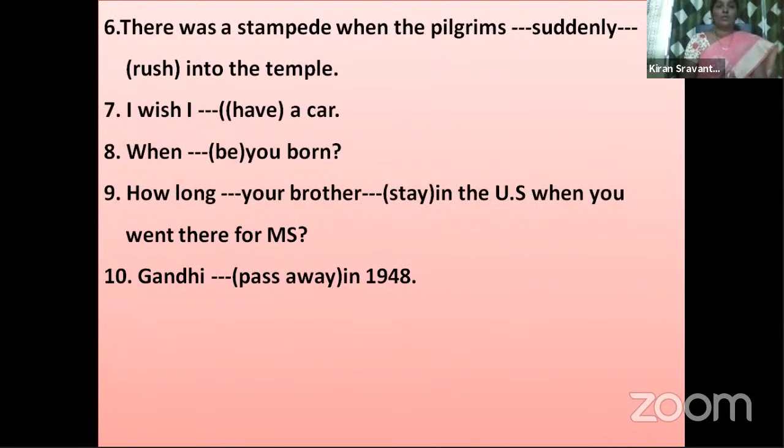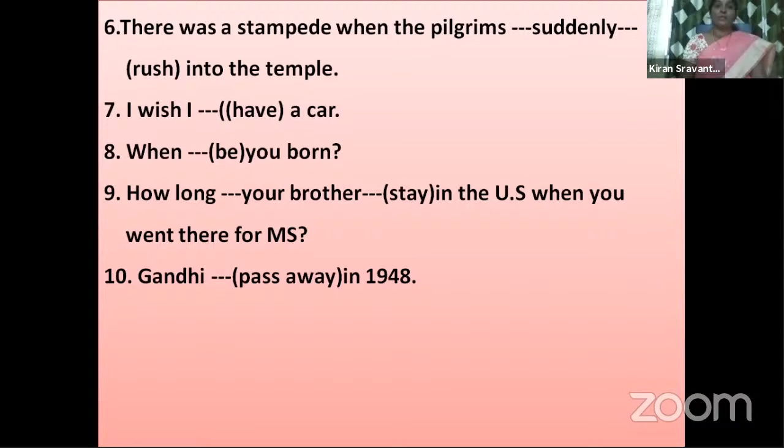And the sixth one: there was a stampede when the pilgrims, then again there is a blank, suddenly, again a blank in brackets, rush into the temple. So there was a stampede when the pilgrims were suddenly rushing into the temple. That means one action was going on. Suddenly some other action took place. What was that? There was a stampede, a sudden flow of horses and all. Suddenly a group of horses or cattle entered.